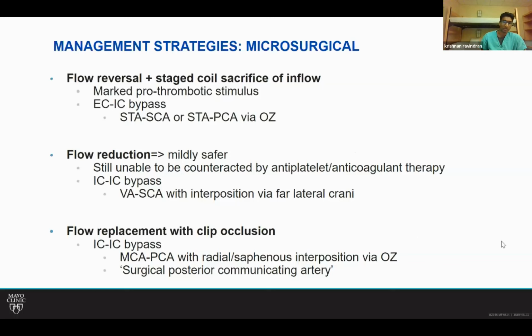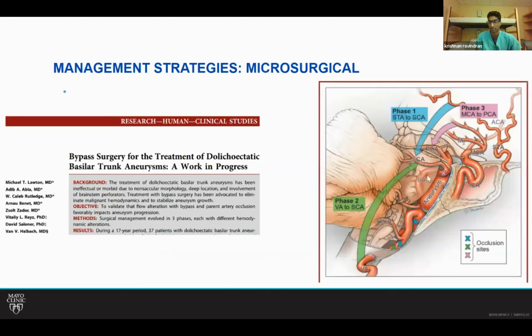In most recent years, from about the mid-2000s onwards, his approach shifted to the creation of a surgical PCOM with an MCA to PCA construct, again most commonly using a radial or saphenous interposition. This was also done by an OZ approach, with improved ischemic complications but still at the cost of hemorrhagic complications postoperatively. This is a very nice diagram from his paper outlining the 3 constructs he used, and he describes historically the 3 phases of evolution of these surgical approaches.